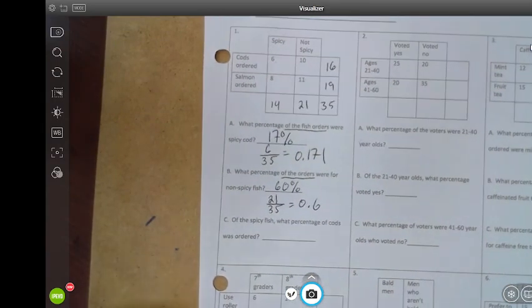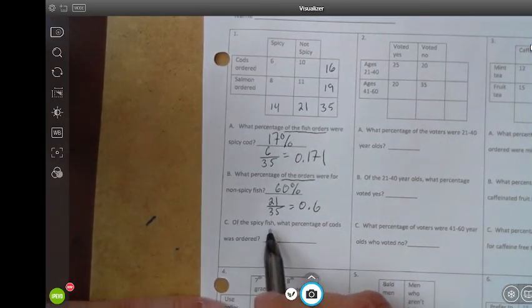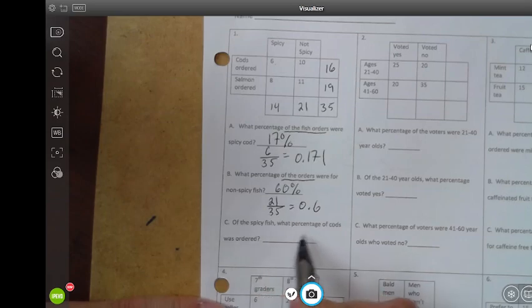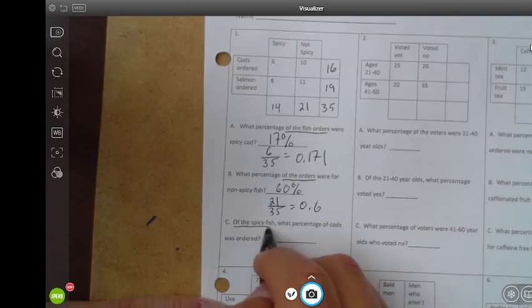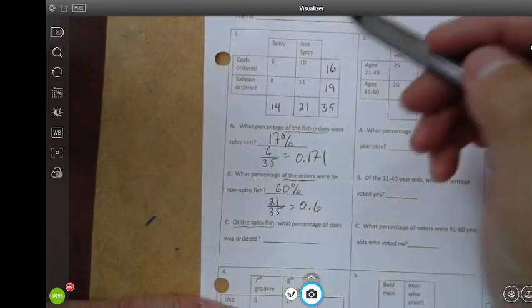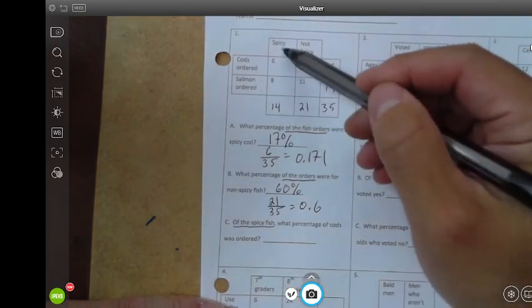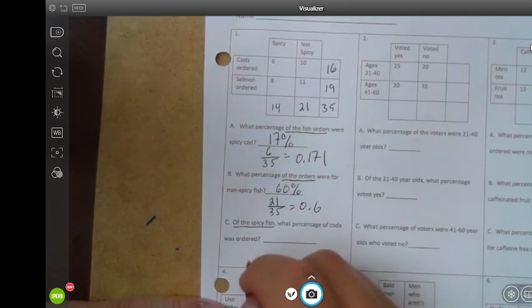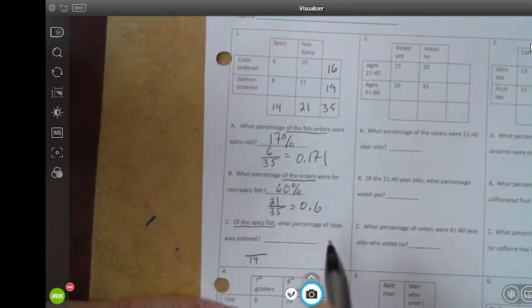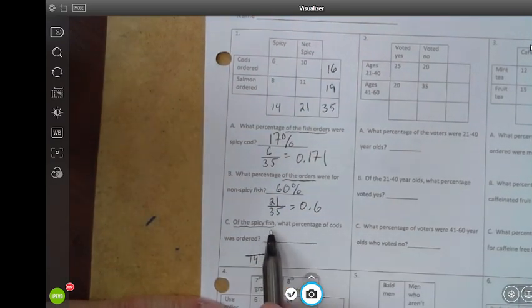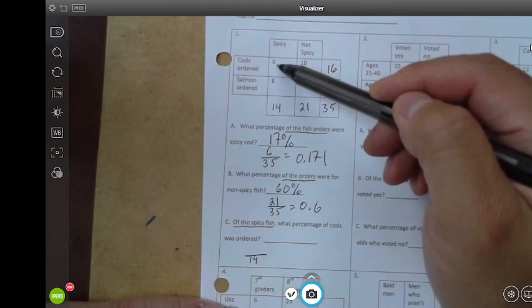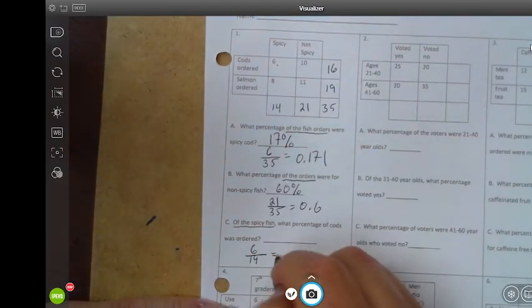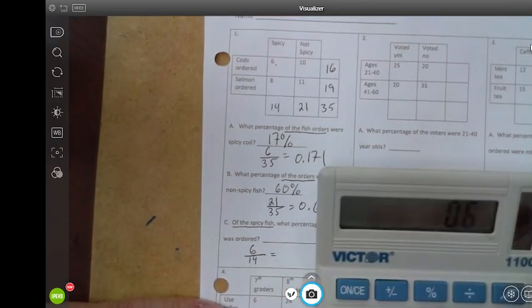All right. Of the spicy fish, what percentage of cod was ordered? All right, this one, it specifies the of spicy fish. So of the spicy fish, there are 14 spicy fish. Of the spicy fish, what percentage of cod was ordered? So of those spicy fish, there were 6 cod. Okay, so 6. So I'm going to do 6 divided by 14 on this one.